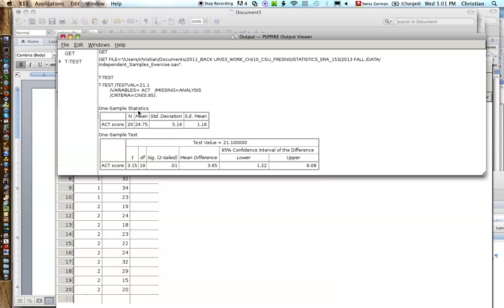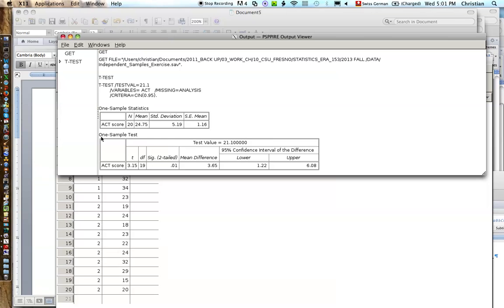Now, for our sample statistics, that's what we calculated. Our n was 20. We got a mean of 24.75, a standard deviation for the sample of 5.19, and then the standard error of our mean was 1.16.